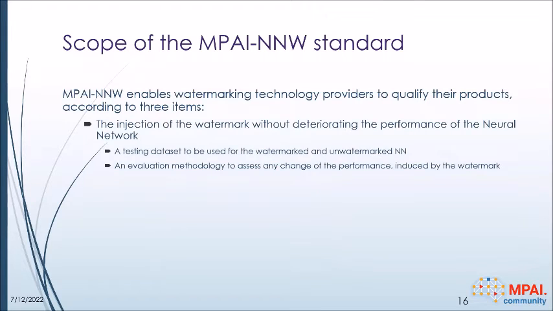So the scope of the MPAI NNW standard is to enable watermarking technology providers to qualify their products according to three items. The first relates to imperceptibility: the injection of the watermark without deteriorating the performance of the neural network. In this respect, a testing data set to be used for the watermarked and unwatermarked neural network should be provided, and an evaluation methodology to assess any change in the performance of the neural network induced by the watermark.